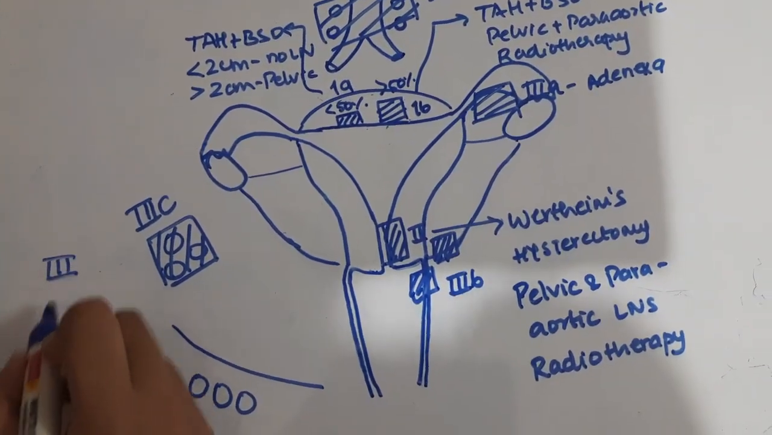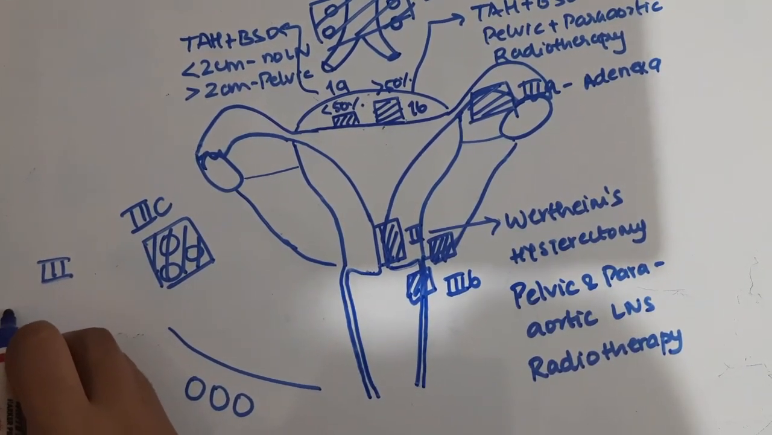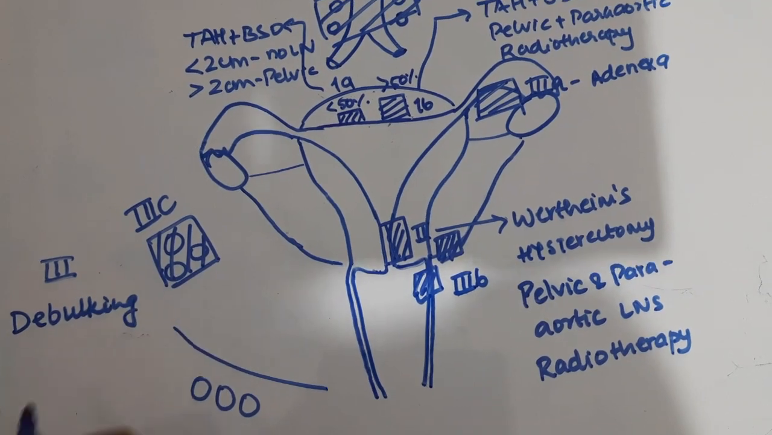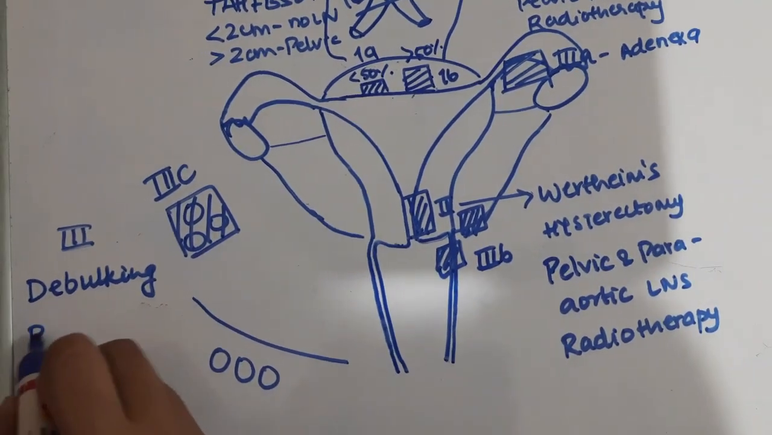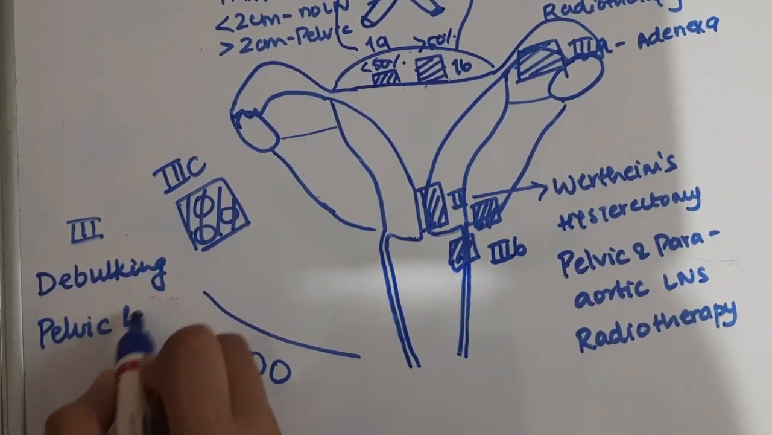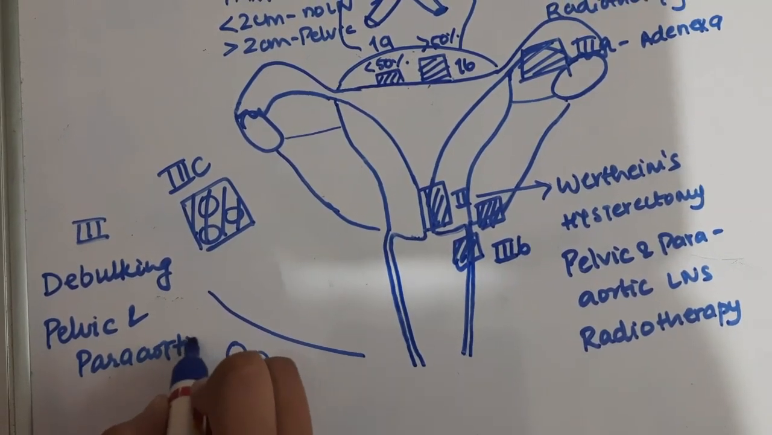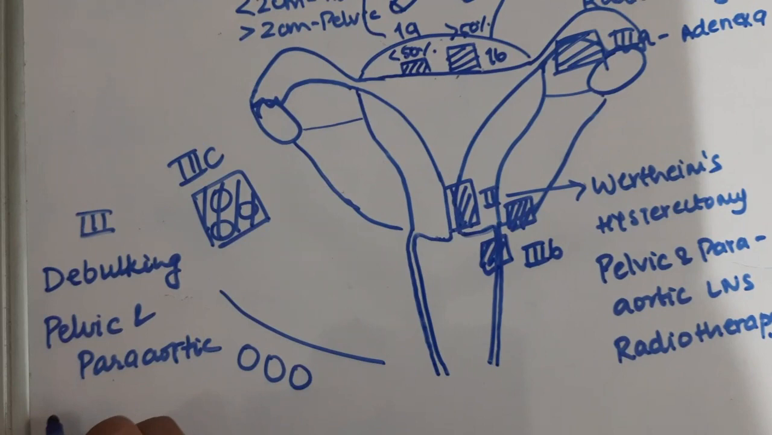Stage 3 is treated by a debulking surgery. In debulking surgery, all the involved structures are removed along with pelvic as well as para-aortic lymph node dissection, and along with that, chemotherapy and radiotherapy are also given.